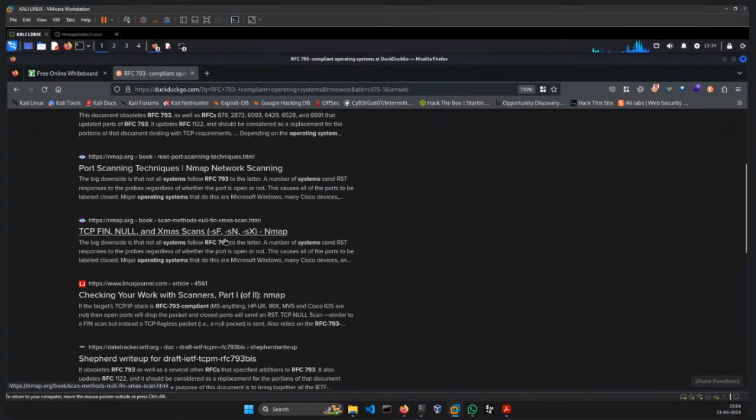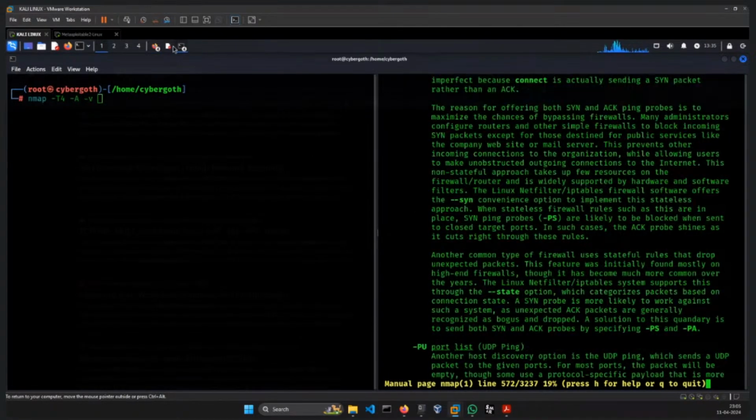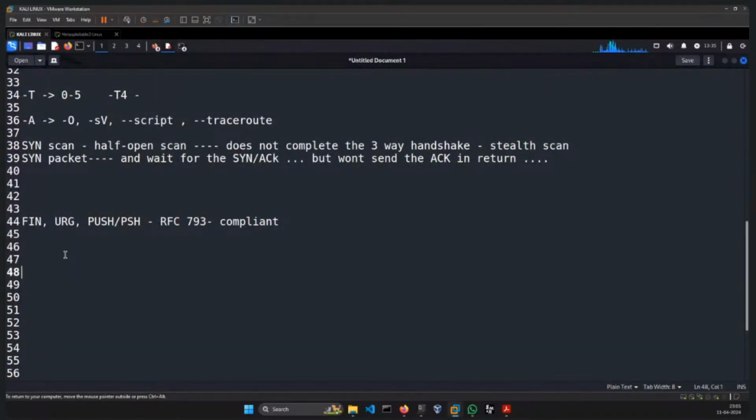See, these are the scans: minus sF, minus sN, and minus sX. This X is for Xmas scan, N for null scan, and F for FIN scan. Now, if you try to understand this minus sF, when we saw the termination process, you saw that we initiate it with the FIN flag. With this, we tell our target that we are finished transferring our data. But if we don't have a connection established, and over that you send a finish request, this should be more confusing for the receiver, right?